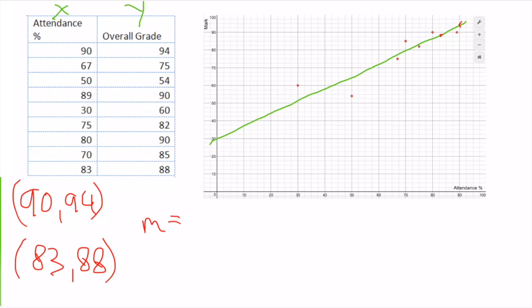So first I'll get a slope, y2 minus y1 over x2 minus x1, 90 minus 83. This is just 6/7.